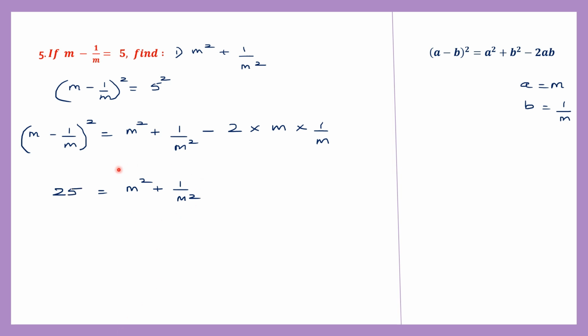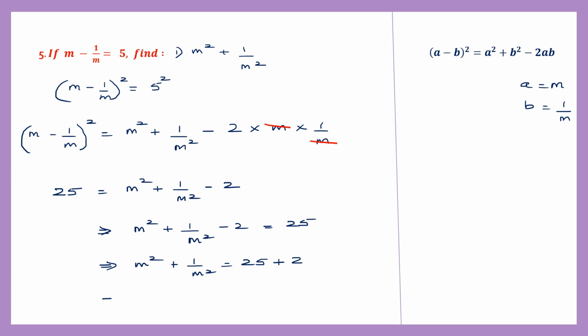And here we have got what we have been asked to find. So leave it there. Let's simplify this part. Now here I can cancel m and m. So what is left is only minus 2. So now I can find the value of m square plus 1 by m square minus 2. Now this is equal to 25. So now m square plus 1 by m square is equal to 25 plus 2. So I have found the value of m square plus 1 by m square, and that is 25 plus 2, which is 27. So our answer here to this question is 27.